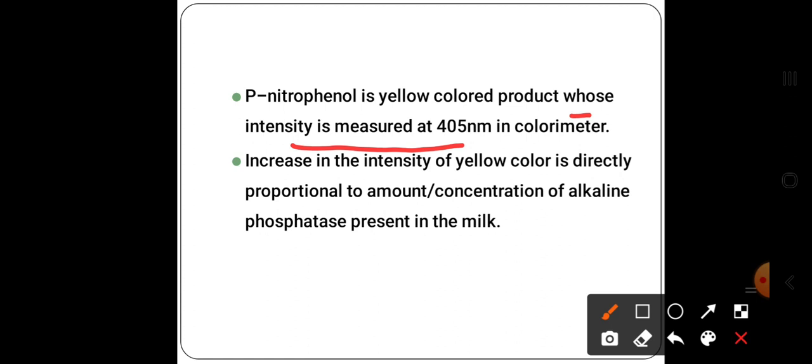The intensity is measured at 405 nanometers in the colorimeter. The increase in the intensity of yellow color is directly proportional to the concentration of alkaline phosphatase present in the milk. If the concentration of yellow color is high, that indicates the milk is not pasteurized well and alkaline phosphatase is present in the milk sample.